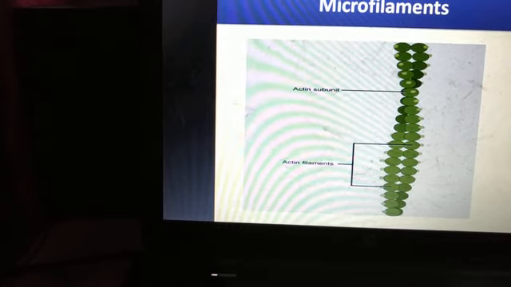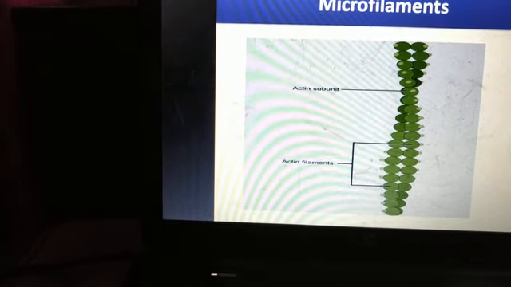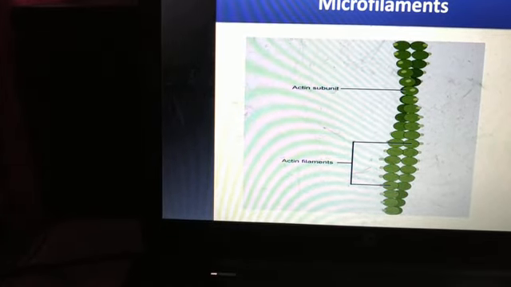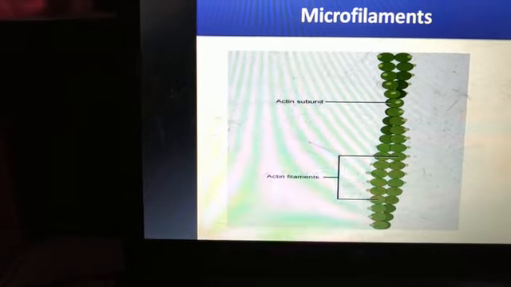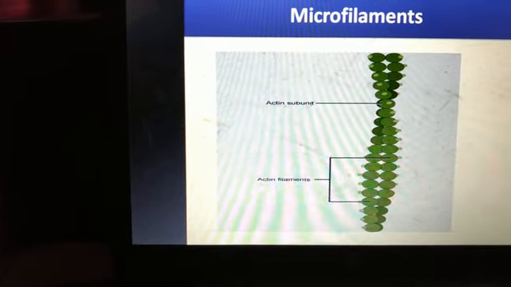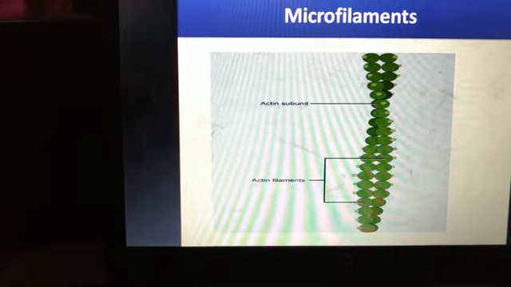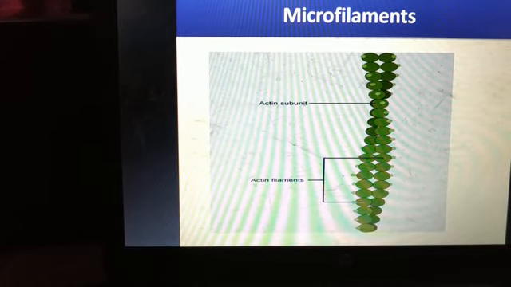So this microfilament and microtubules, these are the two types of cytoskeleton that mainly maintain the shape of the cell and also help in movement of the cell or movement of the organelle.